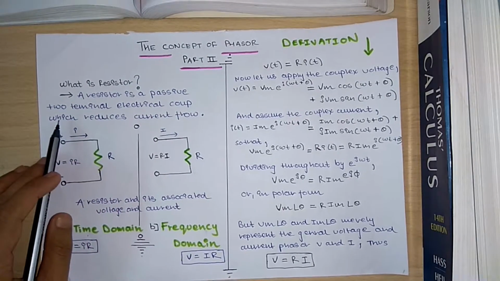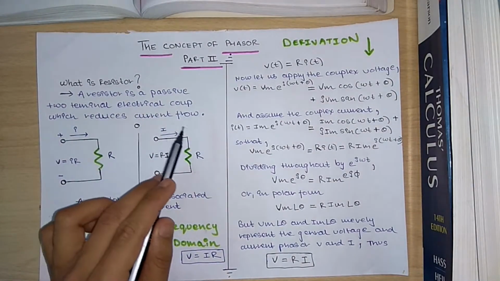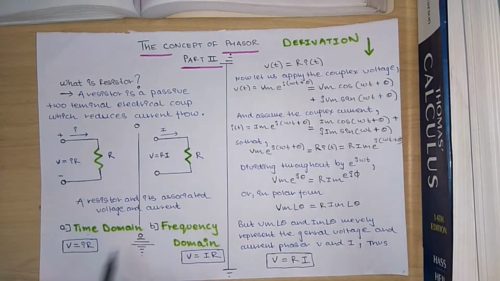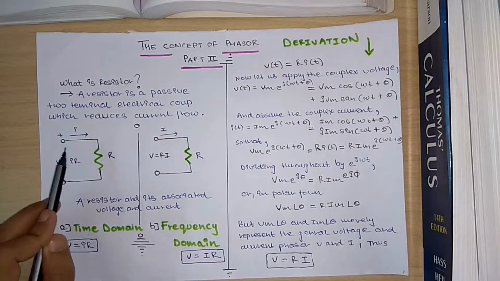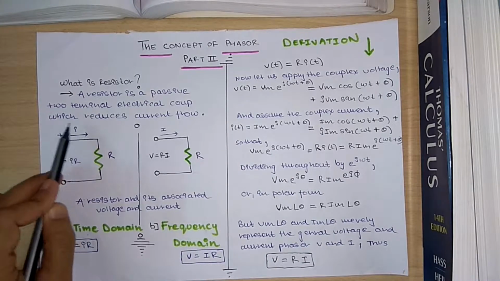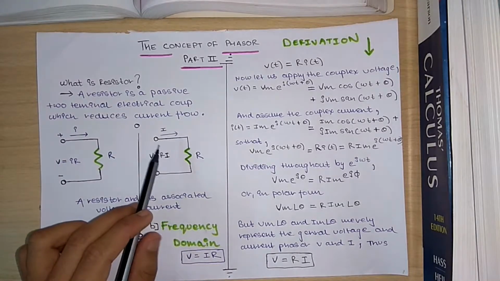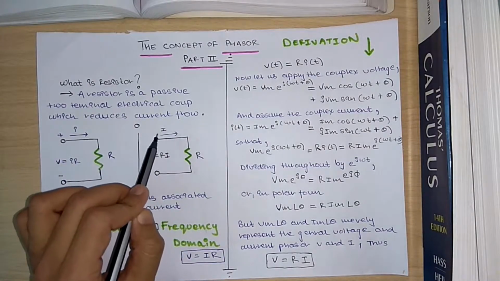A resistor is a passive two-terminal electrical component which reduces current flow. We are using two different domains, namely the time domain and the frequency domain. The major difference between both of them is their representation of current. Namely, in this figure you can easily understand that current is being denoted by small i, while in the second one, the frequency domain, the current is being denoted by capital I.